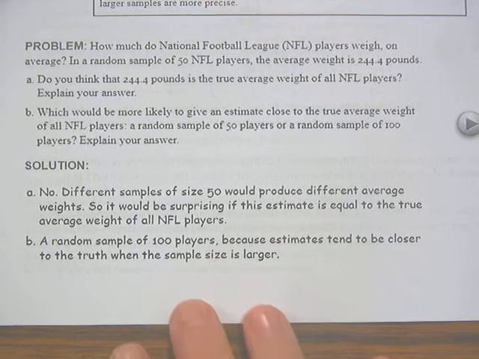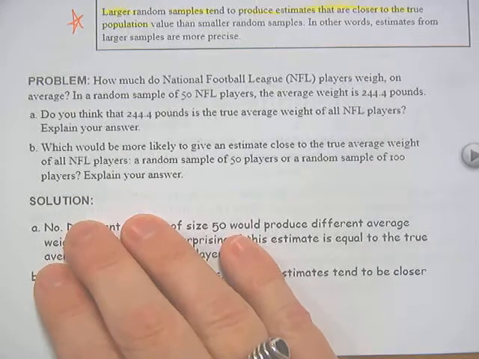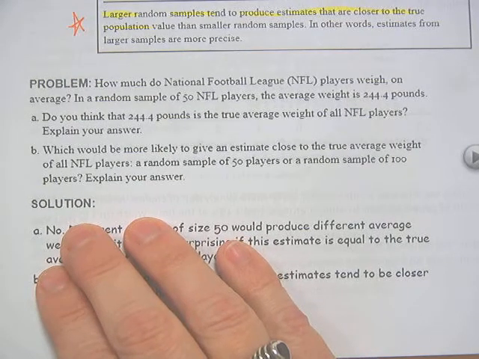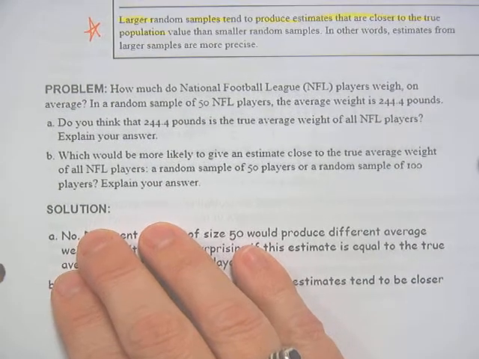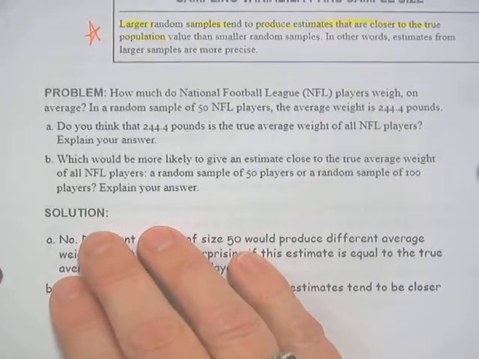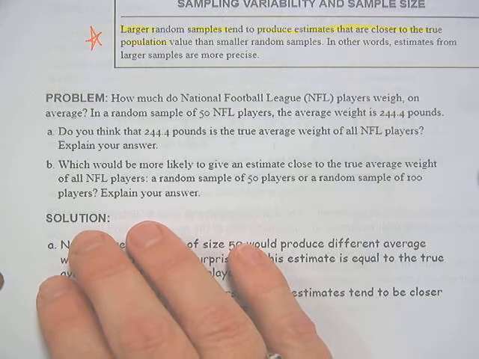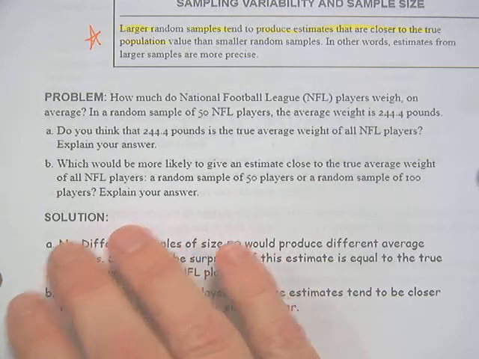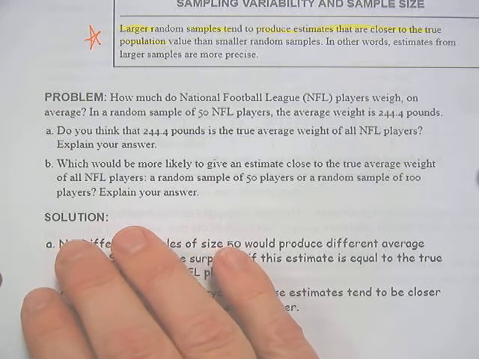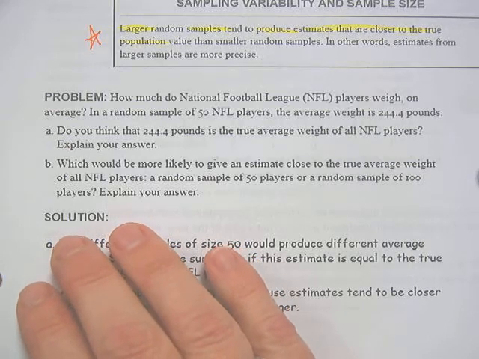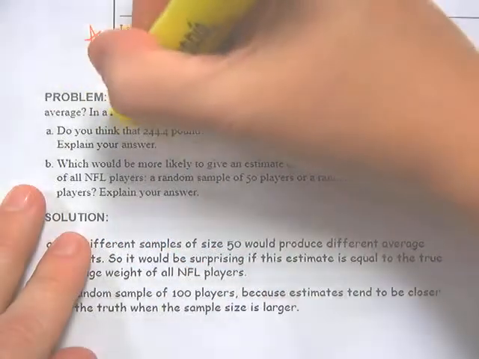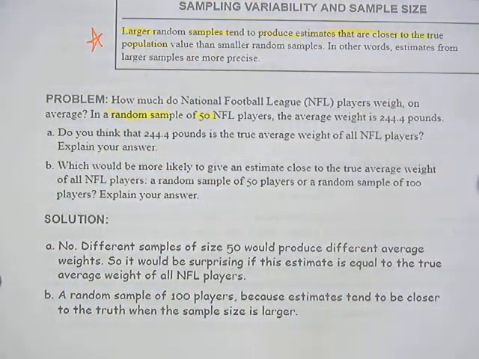Let's look at this problem really quickly if you want to cover up the solution or just ignore it. You're going to have a test question very similar to part A. How much do National Football League, or NFL, players weigh on average? In a random sample of 50 NFL players, the average weight is 244.4 pounds. So out of all the football players, I randomly select 50 of them. I get all their weights, I average them together, and in that specific sample, the average weight is 244.4.